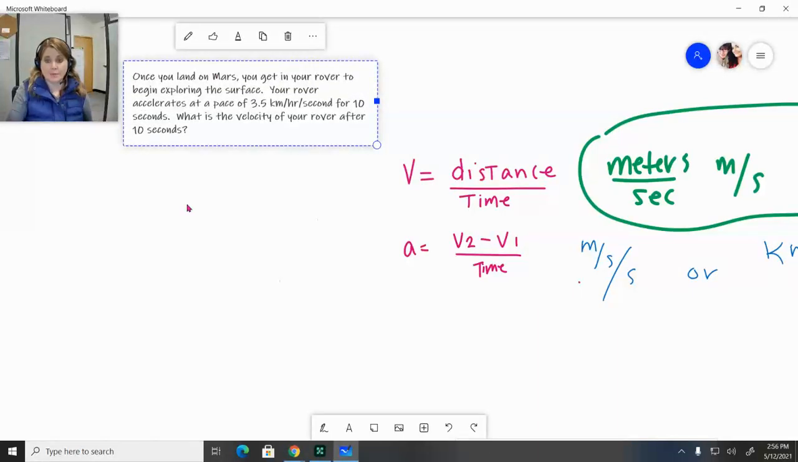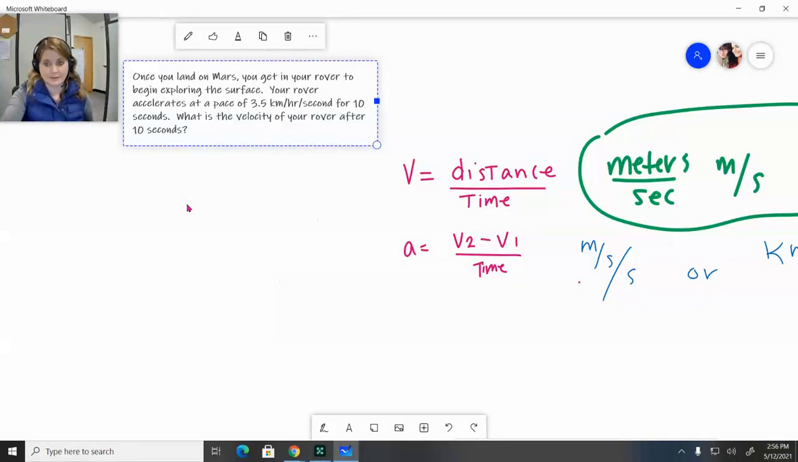So, once you land on Mars, you get to your rover to begin exploring the surface. That sounds like fun. Your rover accelerates at a pace of 3.5 kilometers per hour per second for 10 seconds. What's the velocity of your rover after 10 seconds? This is a bit trickier. So you're solving for velocity here.